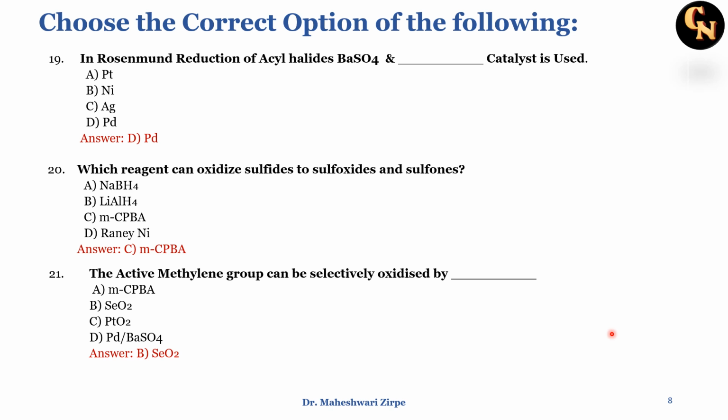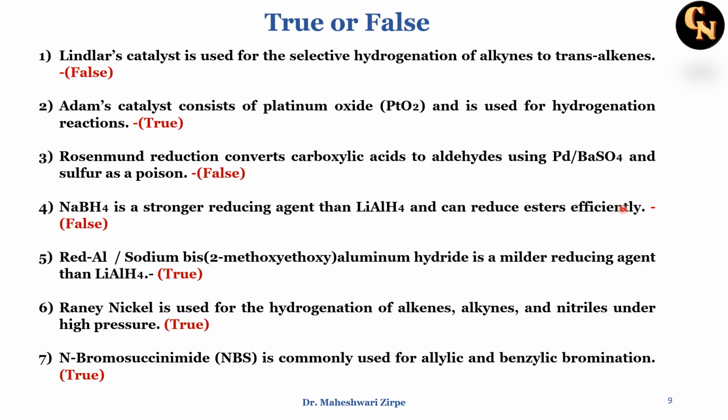Okay, so here we complete our MCQ session. Now let us move to the true or false. Whatever MCQs we have seen, based on that, if you can recall, you can easily answer true or false for the following. Lindlar's catalyst is used for selective hydrogenation of alkynes to trans-alkenes. We have already seen that Lindlar catalyst does selective hydrogenation, but it gives cis alkenes, not trans. So this statement is false.